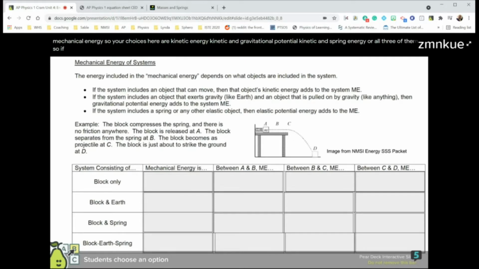If we only look at the block, we're only focusing on the block. We don't know anything about the spring. We know nothing about the earth, the table, or the floor. The only thing we see is the block moving, and it changes direction, and we don't know why.